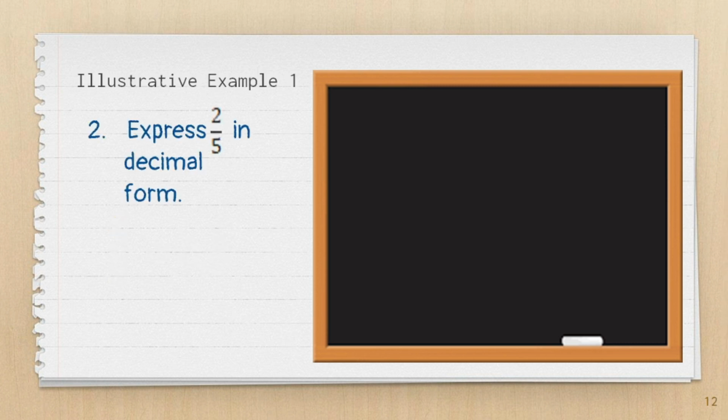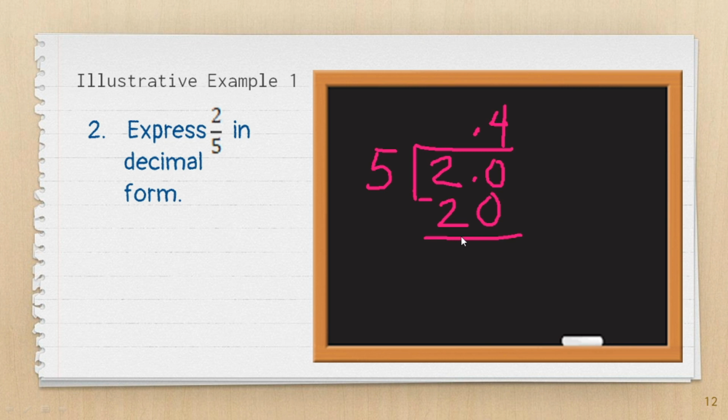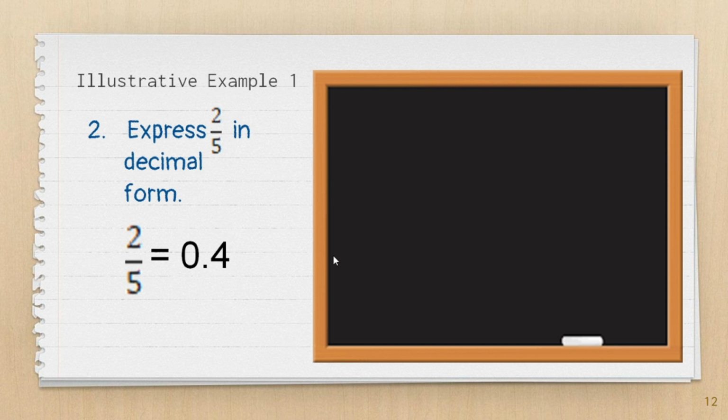Next. Express 2 over 5 in decimal form. So, ganun din. Si fraction na 2 over 5, kailangan natin gawing decimal number. So, I have 2 over 5. So, 2 divided by 5. So, hindi siya pwede. Dagdagan natin ng point and then 0. So, point din sa taas. 20 divided by 5. So, that is 4. 4 times 5, that is 20. 20 minus 20, 0. So, ibig sabihin, ang 2 over 5 natin ay 0.4 or 4 tenths. Again, 2 over 5 is equal to 0.4 or 4 tenths.